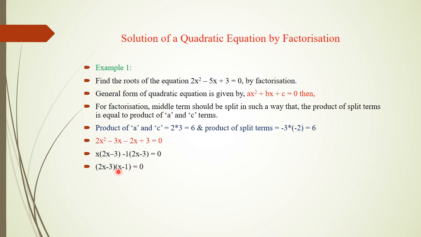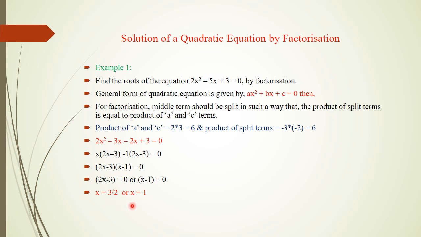Upon multiplying any two terms, if I am getting the answer as 0, it means one of these terms should be equal to 0. I am not sure whether this term is 0 or that term is 0, because of which their product is becoming 0. So I will equate these two terms separately to 0. I'll say either 2x minus 3 is equal to 0 or x minus 1 is equal to 0. That is when I'll get the answer as 0. Therefore, when I simplify this, I get x value as 3 by 2 or x value as 1.